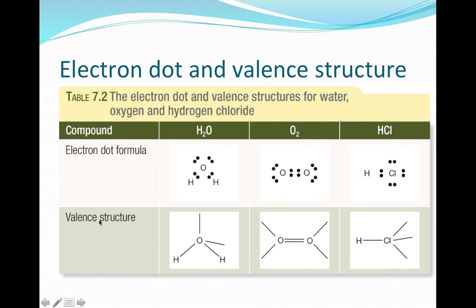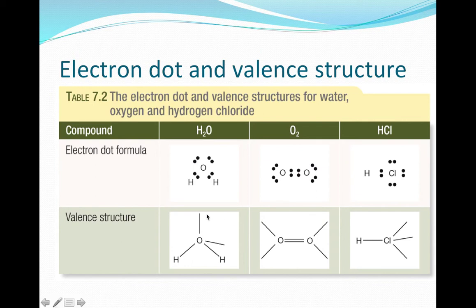The other one is called a valence structure. Now, if it's asked for a valence structure, then you can't do one of these. You've got to do it like this. In a valence structure, instead of using dots, we use lines. Each line represents a pair of electrons.